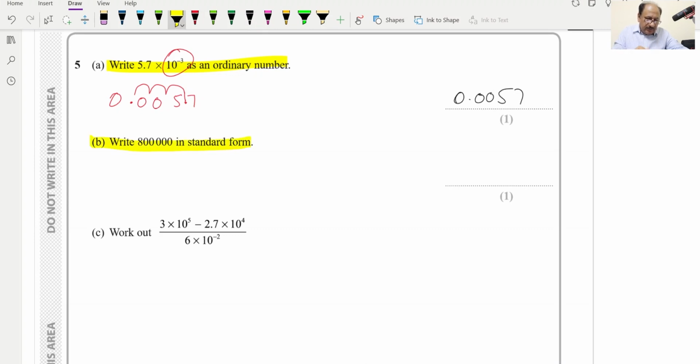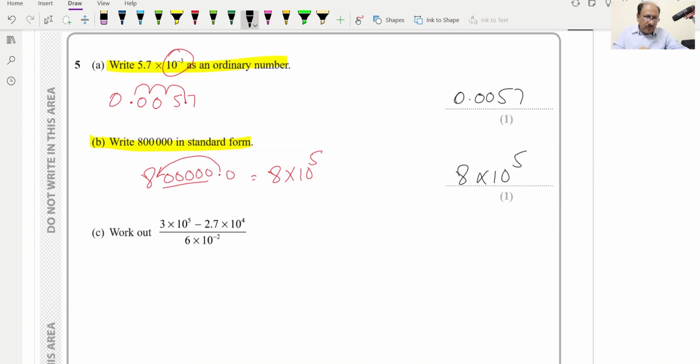One more question, hopefully you understood this. B part, write this in standard form. For this one we count 1 2 3 4 5, and the decimal is over here. We can write the decimal over here, so it will be shifted to the left, and this will be equal to 8 into 10 raised to the power 5. We are taking 5 jumps, so this will be written as 8 into 10 raised to the power 5.